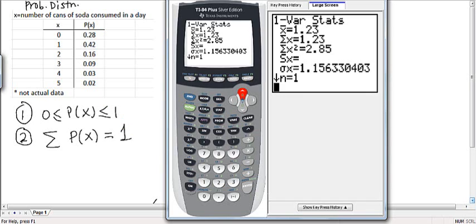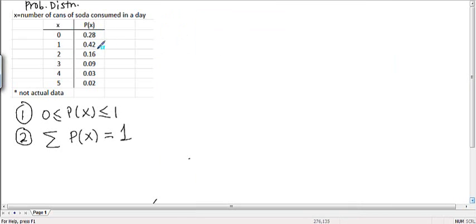Okay? So look at that 1.23. Does that look like a valid mean? Well, most of my data is where? It's here, right? It's heavier here. There's not that much data here, only 9%, 3%, and 2%. But most of the data, 28%, 42%, and 16% is here. And it's saying that the mean is somewhere inside here. So that does make sense.